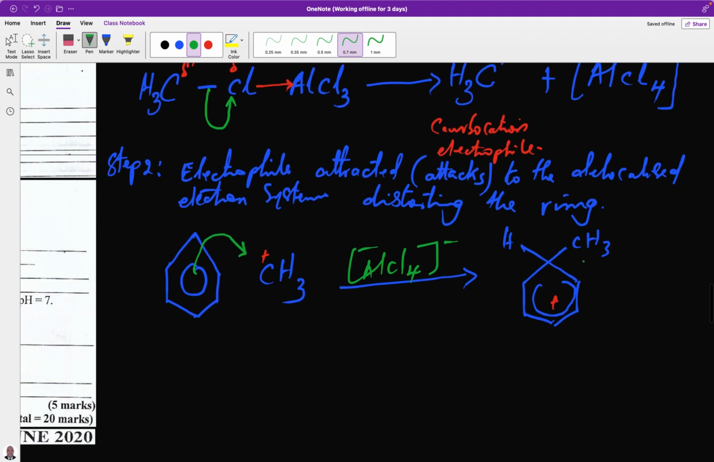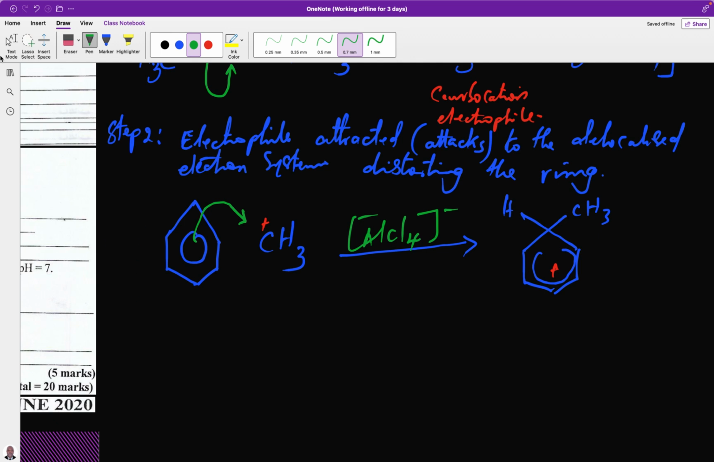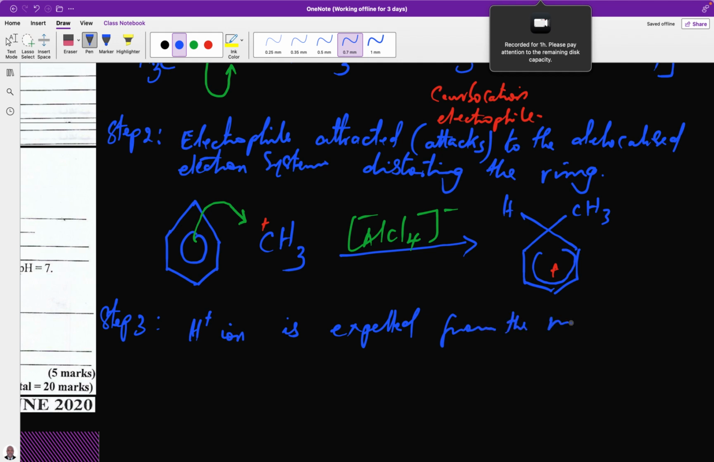Step 3. Can say step 3 is what? Hydrogen ion is expelled from the ring by aluminum chloride.